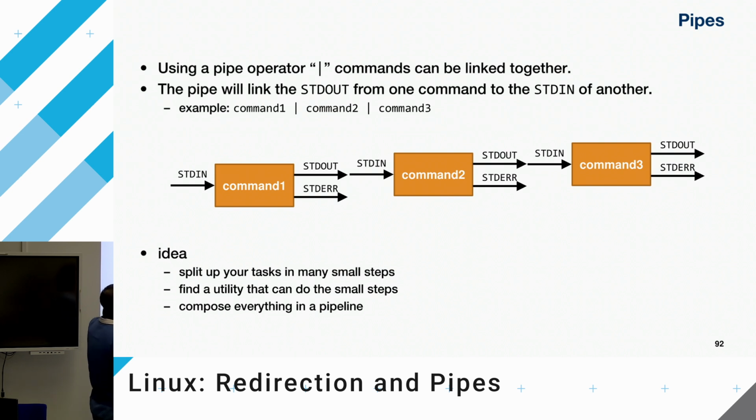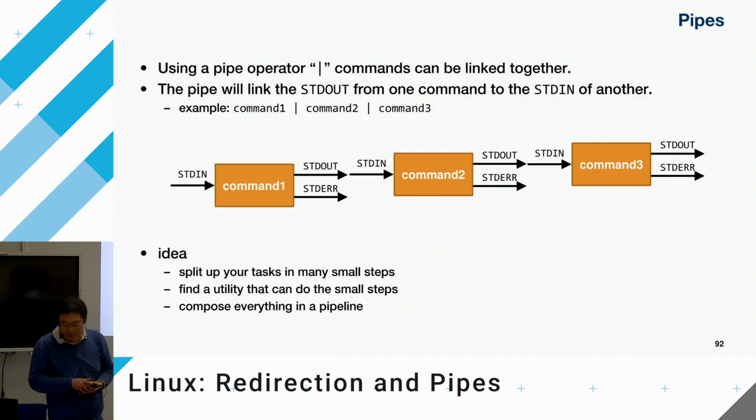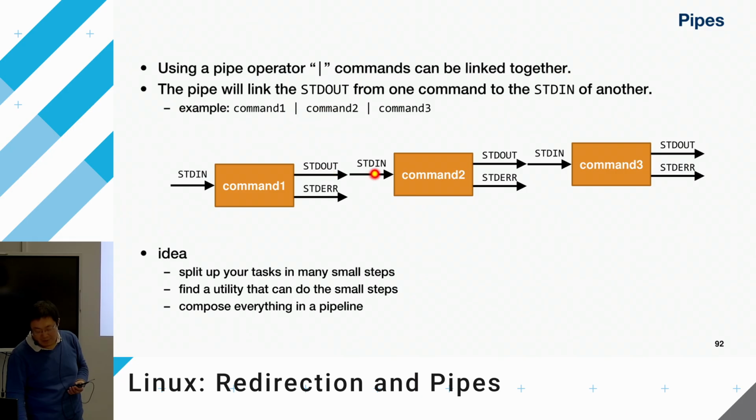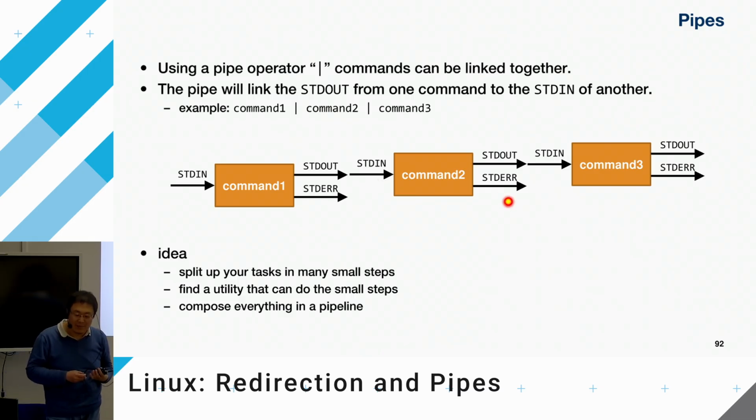Here I'm showing you one example: command 1, and then through the pipe operator to command 2, and through the pipe operator to command 3, and so on. You will see this graph shows the output of one command as the input to the next command, and then that command's output as input to the next. This seems complicated, but the basic idea is very simple.